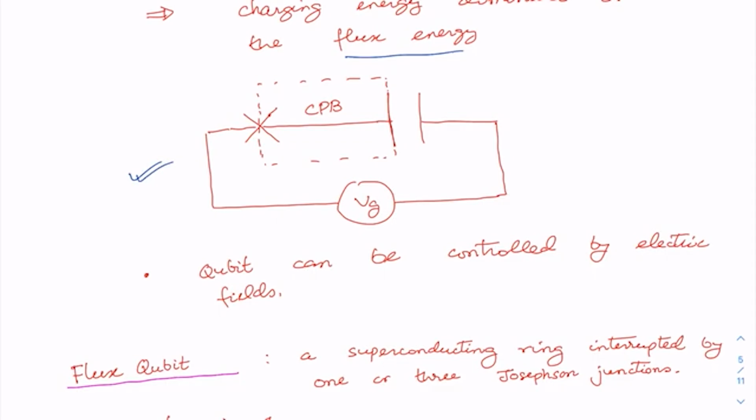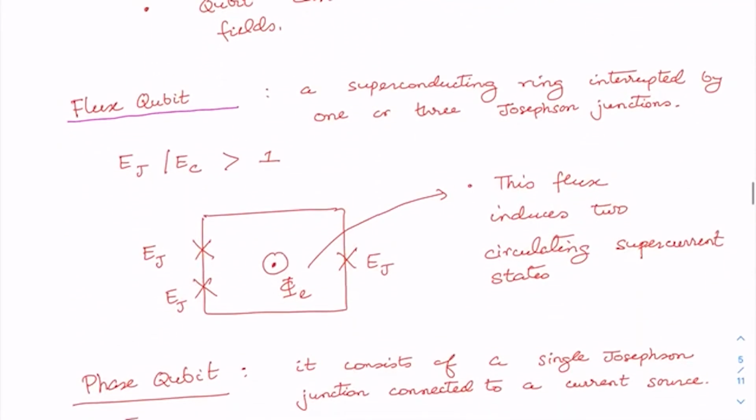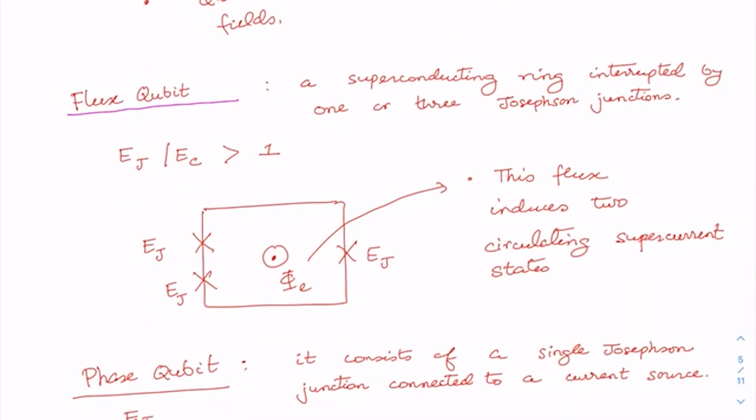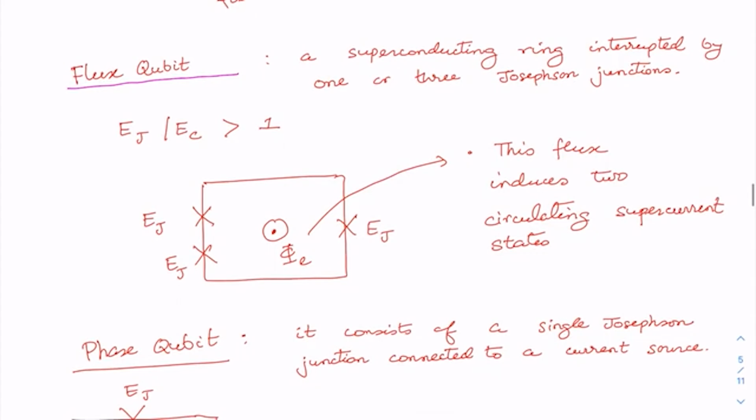And as you can see, this kind of qubit can be controlled by an electric field, because ultimately charge dominates here. On the other hand, in the flux qubit case, the Josephson energy Ej is greater than the charging part of the energy. This is basically a superconducting ring interrupted by 1 or 3 Josephson junctions, and the flux actually induces two circulating superconducting currents, one going in the anti-clockwise direction, the other going in the clockwise direction. So this forms the two states.